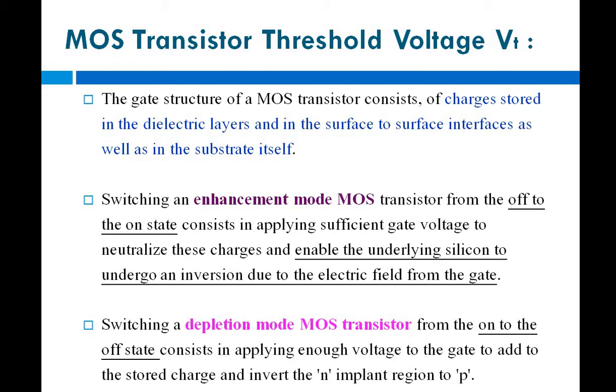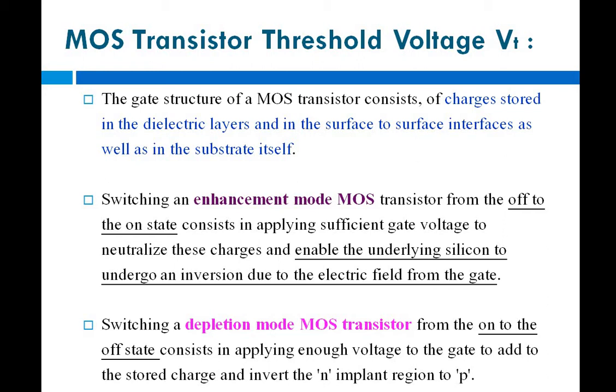It is the minimum gate to source voltage that is needed to create a particular conducting path, and that path you get either from the charges stored in the dielectric layer, meaning through the channel, or at the surface interface, or in the substrate itself. That is the threshold voltage.